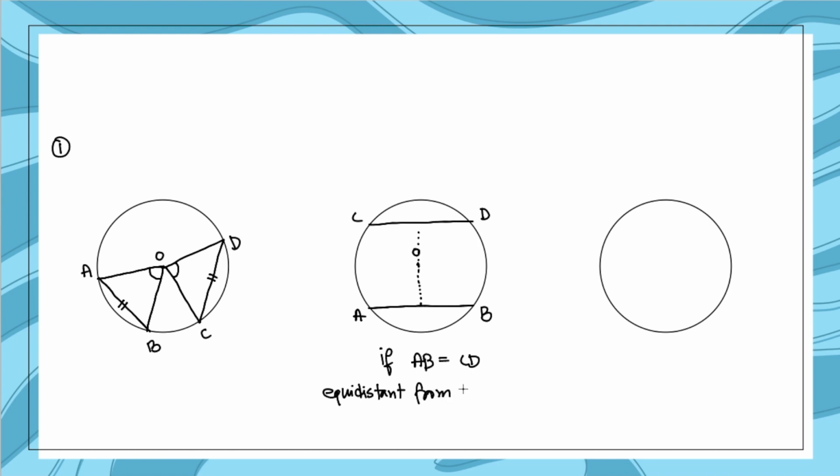from the center. So if I call the feet of the perpendiculars M and N, and if the chords AB and CD are equal, then OM will be equal to ON. The distance from the center to this chord and the distance from the center to that chord are the same, provided the chords are equal in length.